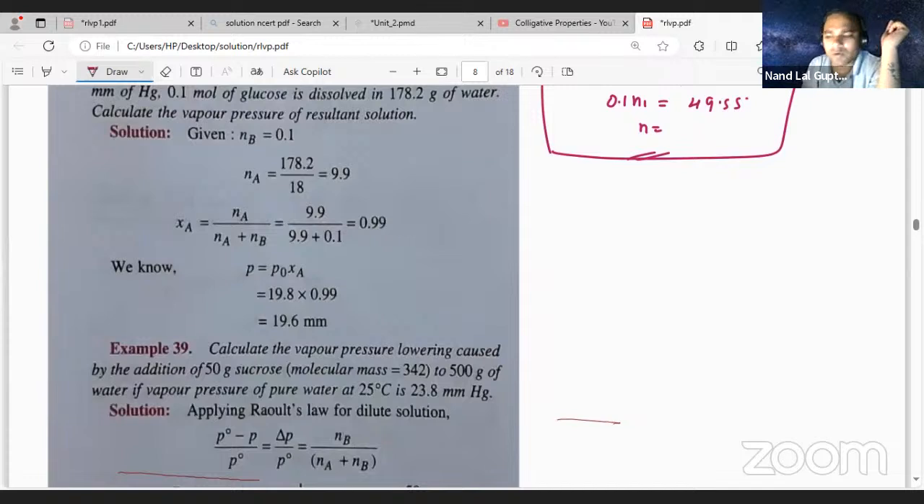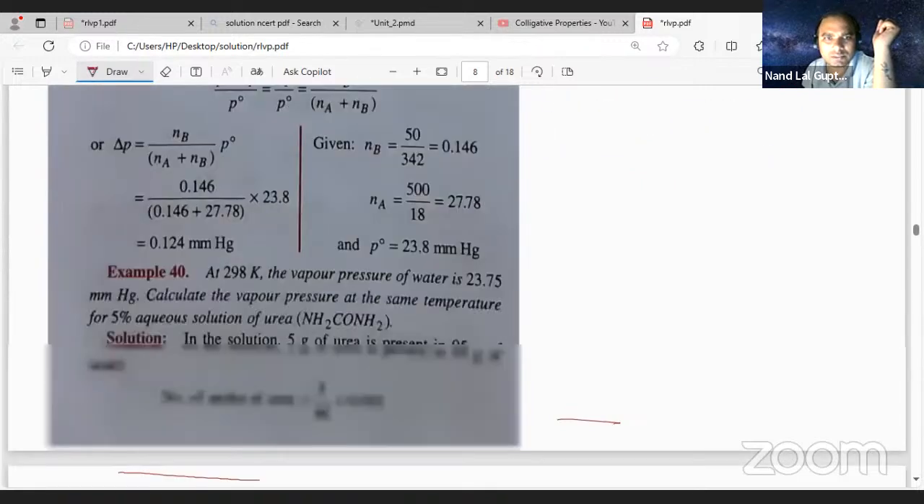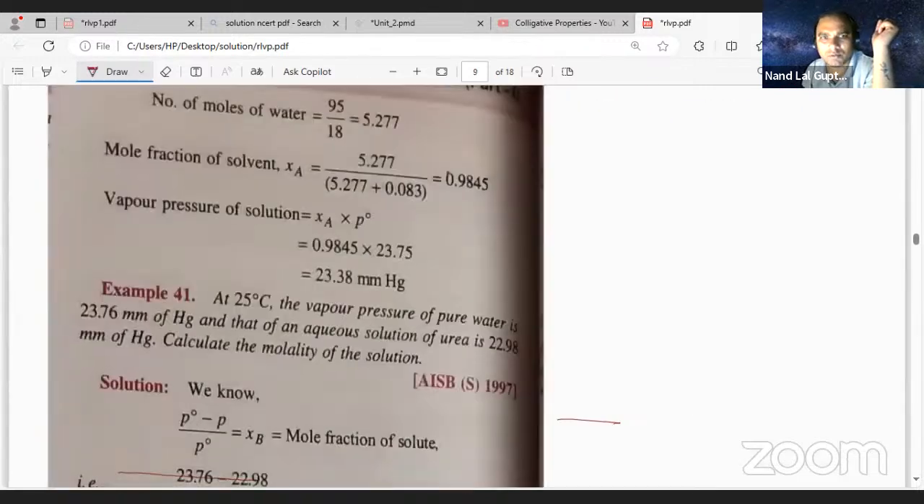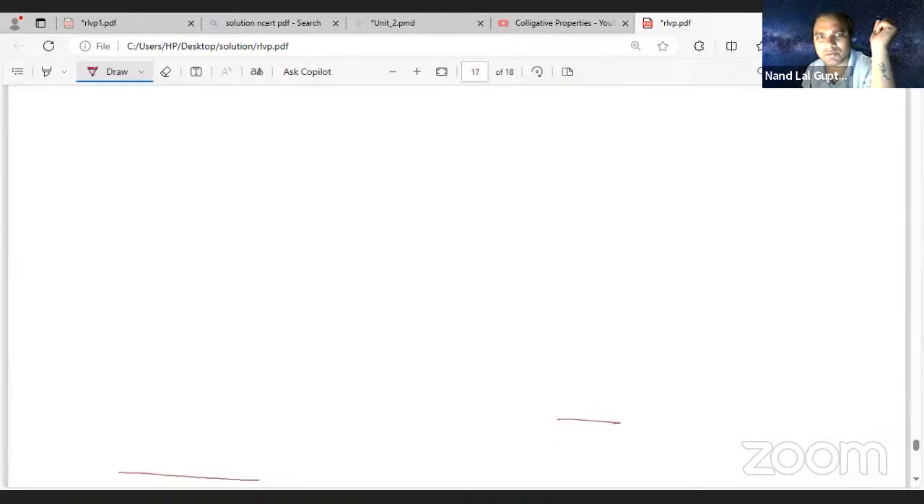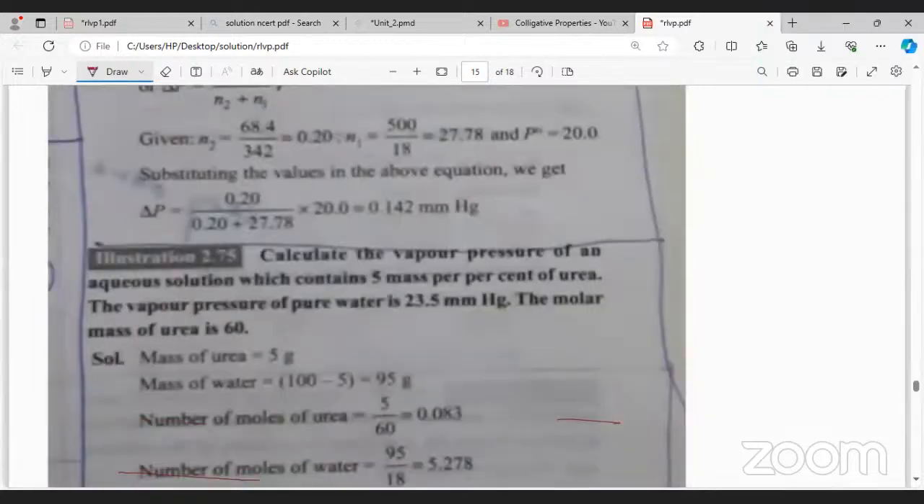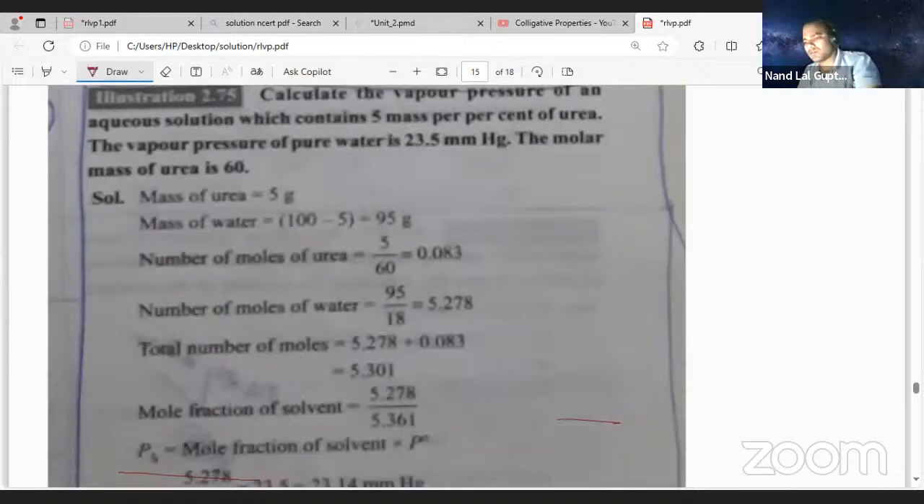Remaining problems, you will be able to do. I will share the PDF if you want to solve them all. There are many more problems, a maximum of 50. You try to solve most of them. If anyone is missing, you can let me know. That's all for today because tomorrow we are having the classes also.